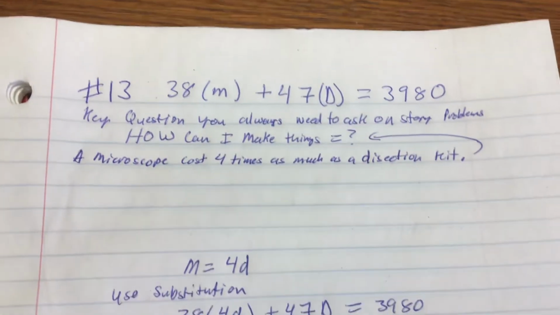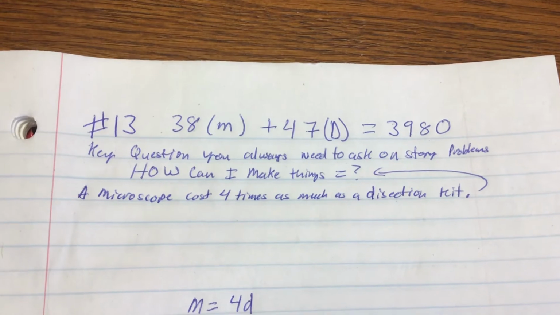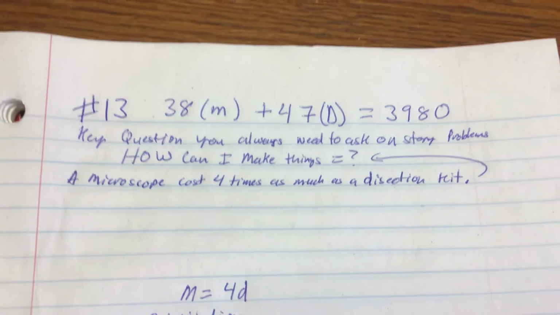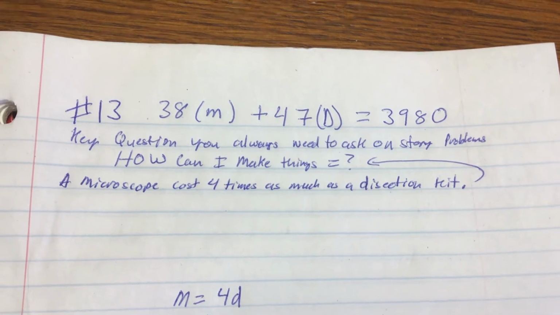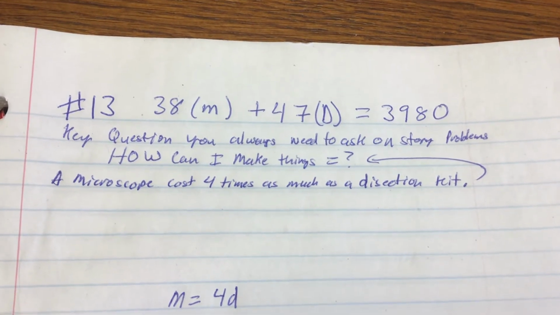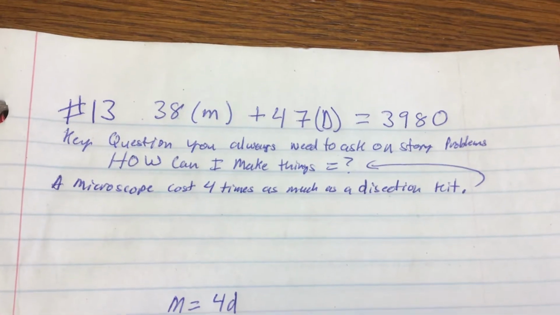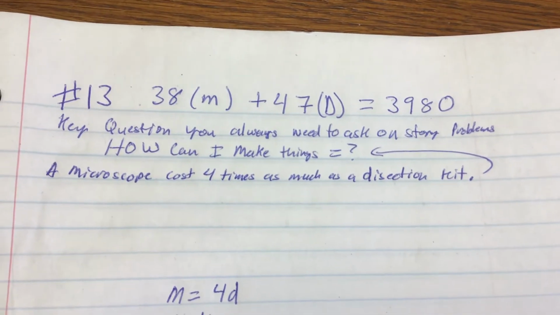So that brings us to the next part, which is that M, the microscope cost, will equal 4 times the dissection kit cost, because the microscope cost is 4 times more. So therefore M equals 4D. That's what I'm going to use for my second equation.